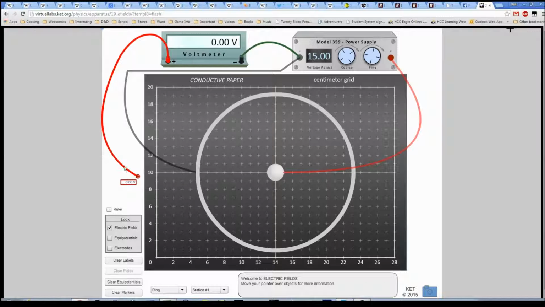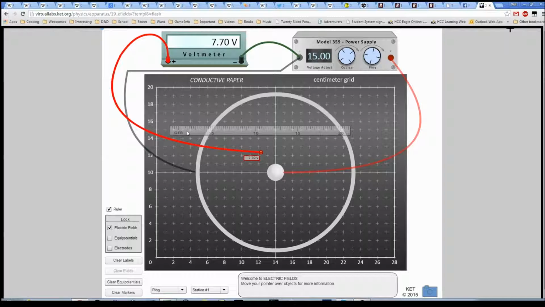This virtual lab works by you setting your voltage, then you can take a voltmeter here, and outside of the shield we have 0 volts registered. When we come in closer to the central wire, the stronger our readings are, and the farther out we go, the weaker they get until they terminate at the shield.